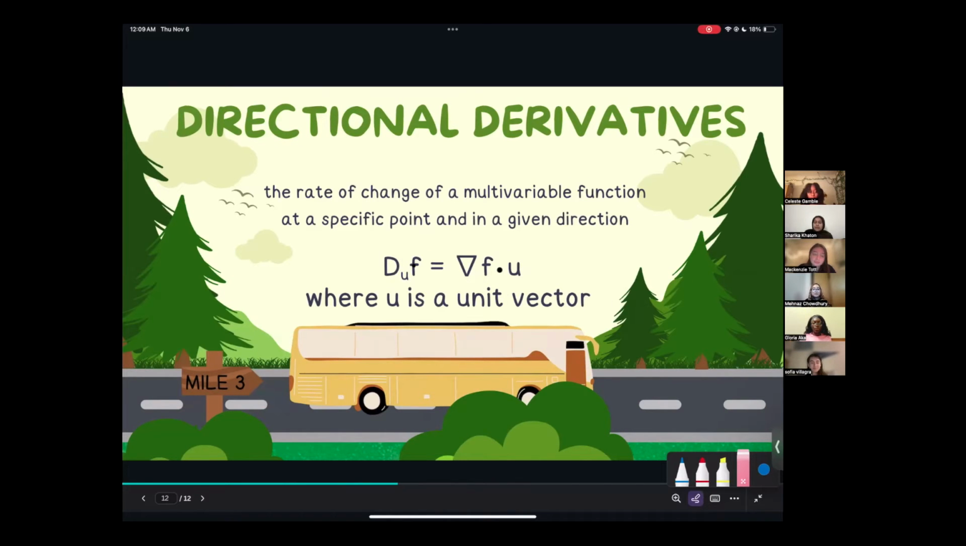Directional derivatives: the rate of change of a multivariable function at a specific point and in a given direction. The expression is d sub u f, which is equal to the gradient of f dot u, where u is a unit vector.